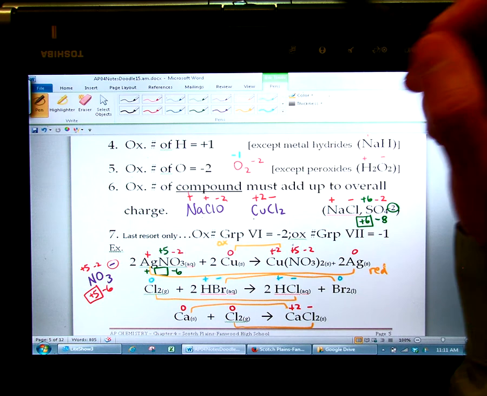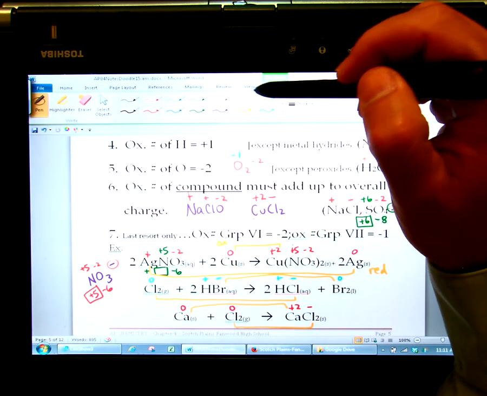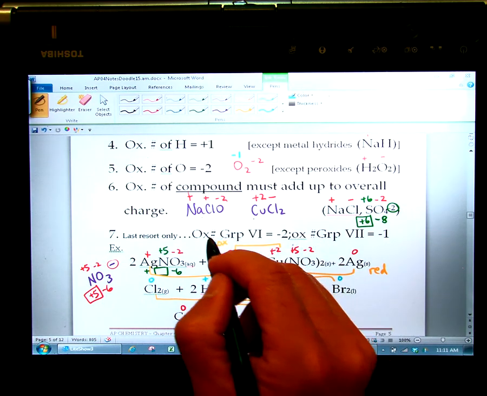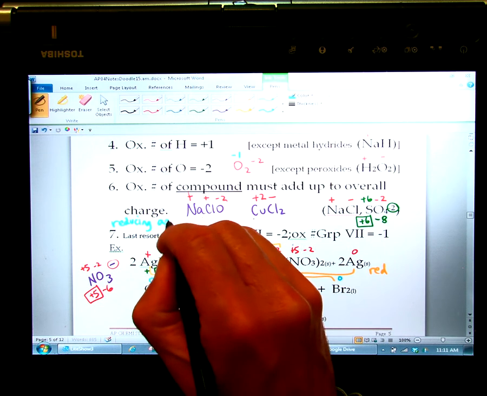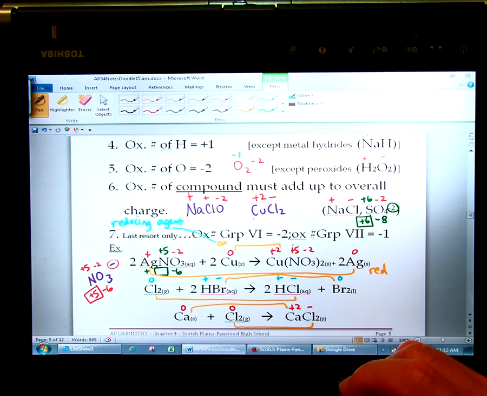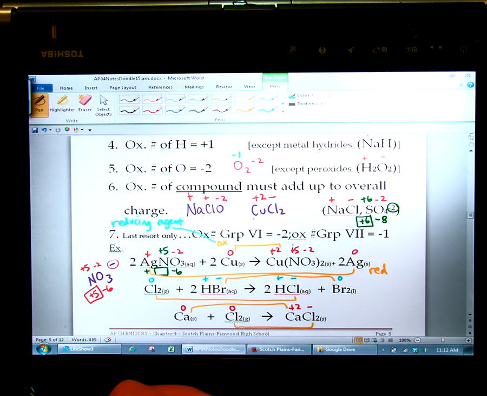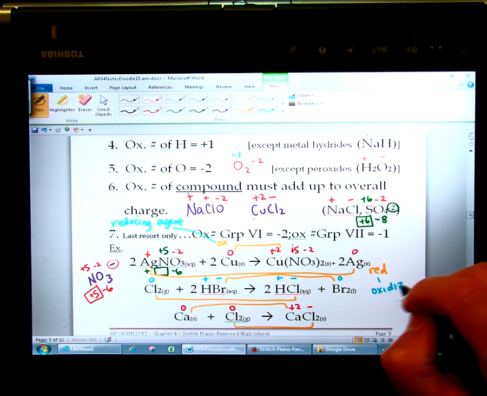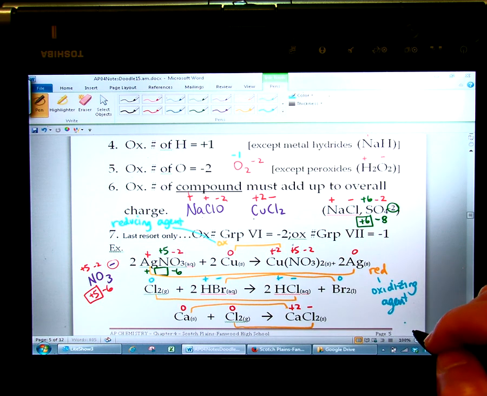One more vocabulary term that you need to understand is the agent, reducing agent and oxidizing agent. So if you get oxidized, you are the reducing agent because you made something get reduced. When you get oxidized, you make something get reduced and you're the reducing agent. When you get reduced, you're the oxidizing agent because you made something get oxidized.